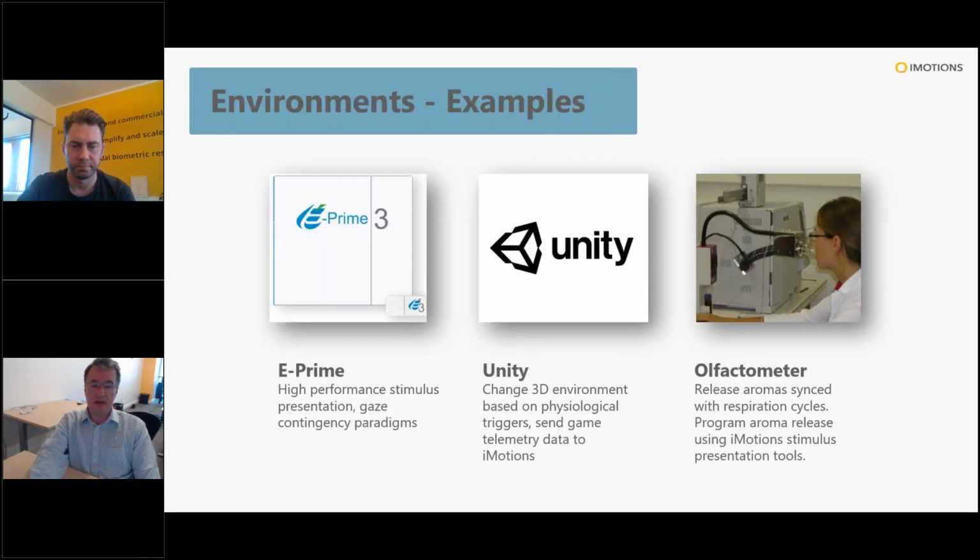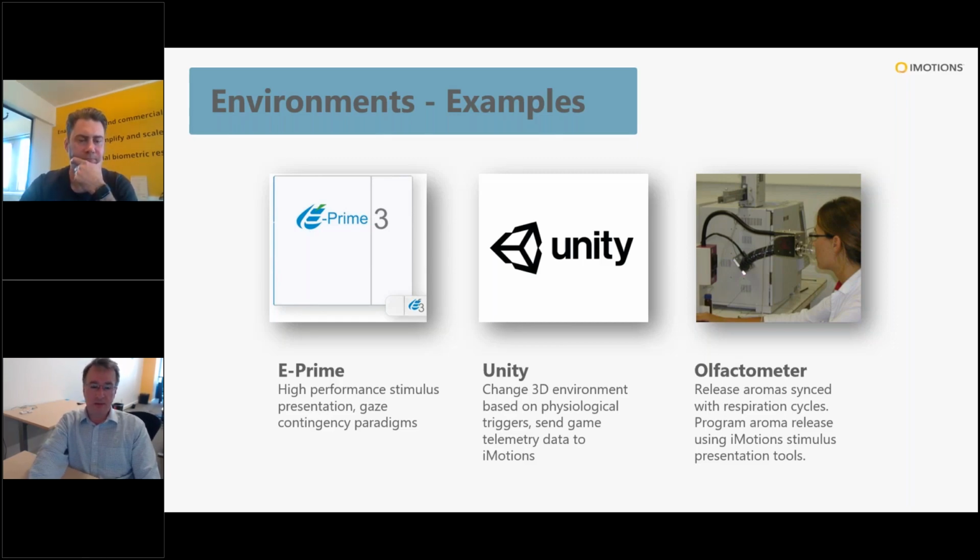In terms of environments, there are 3 examples here. ePrime is a popular example of how to use the iMotions API. For example, if you want to build gaze contingency paradigms, you can use ePrime for that. iMotions will be the software solution that acquires the eye tracking data from one of the many eye trackers we have support for. As we are saving the data, we're also streaming the eye tracking data out. Then you can build these gaze contingency paradigms in ePrime, because ePrime will receive the eye tracking data in real time and do something with that.